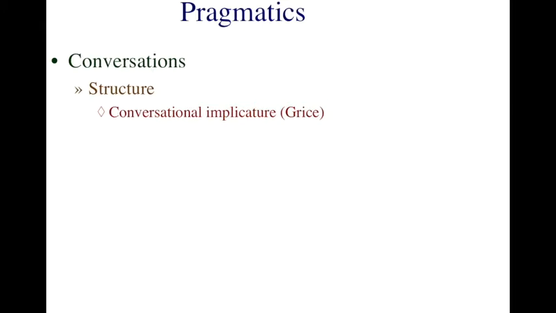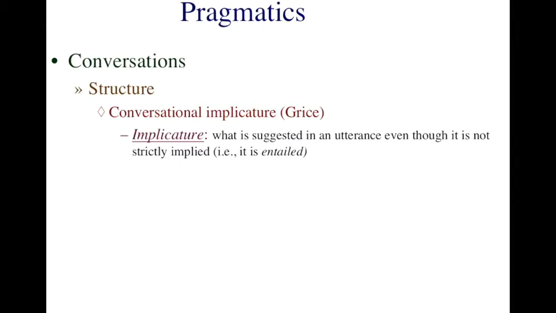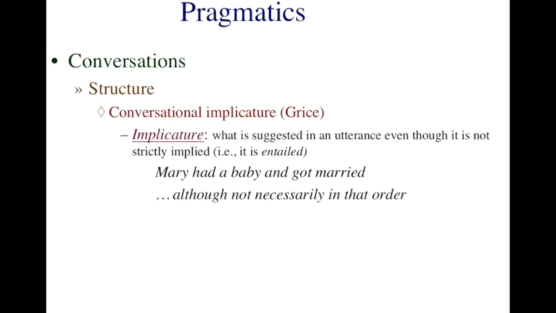And next, I want to look at conversational implicature. Again, this comes from Grice. When we talk about conversational implicatures, what we are referring to are things that are suggested in an utterance, even though they're not strictly implied. We say it's not entailed, although it's not explicitly stated. So for example, if somebody says, Mary had a baby and got married, there's a secondary meaning in there that suggests that perhaps she had the baby and then got married. A speaker might correct themselves, say, Mary had a baby and got married, although not necessarily in that order, because the speaker would understand that there's clearly an implicature there that is not entailed in this particular example.